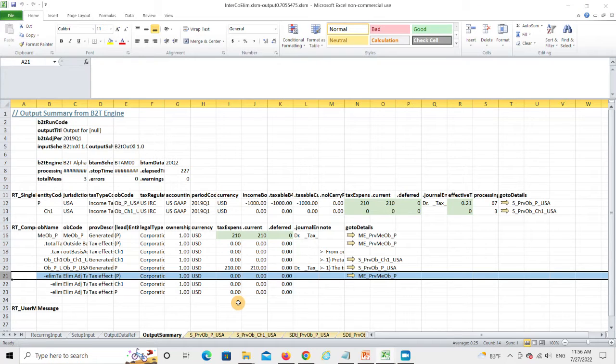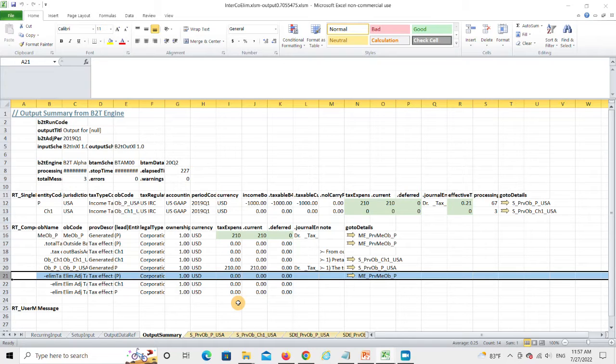Now, this is not always the case. Sometimes the elimination entries will have their own tax effects on the consolidated book. For example, if the intercompany transaction involves one company selling inventory to another company in the same group. Let's say that P has $100 inventory and sold it to CH1 for $150.